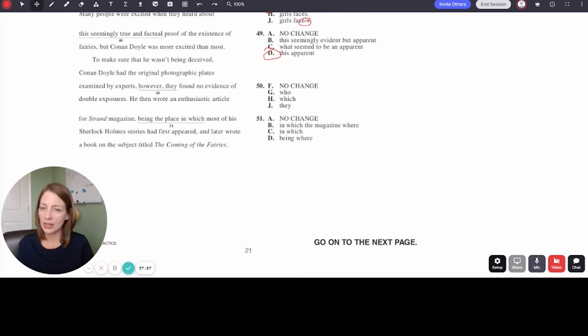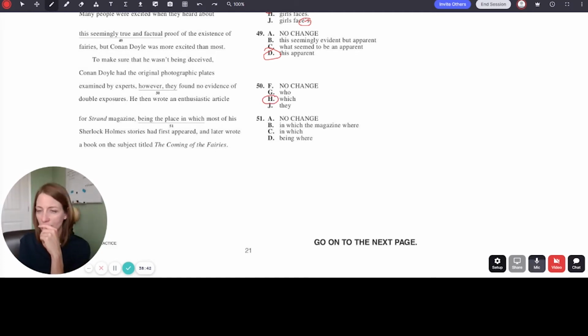50. Okay, so I like that there are two commas around however. That's a good thing. Now I see we got some pronouns. What is it referring to? That's going to answer our question. To make sure he wasn't being deceived, CD had the original photographic plates examined by experts. Now there's a comma there. I like commas in front of which. Plates examined by experts, which found no evidence of double exposure. Commas before which, that's a good thing.